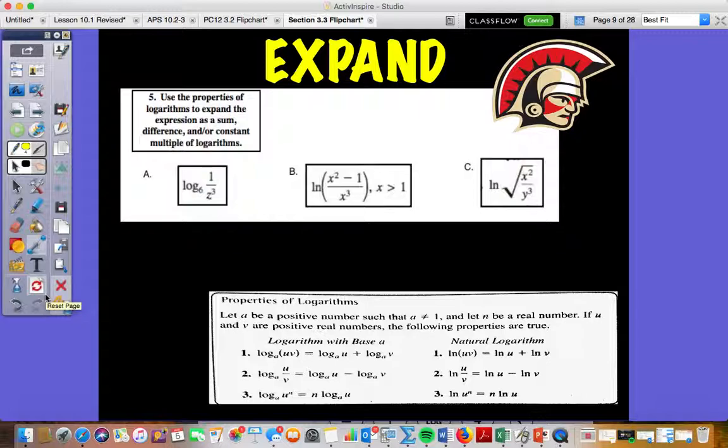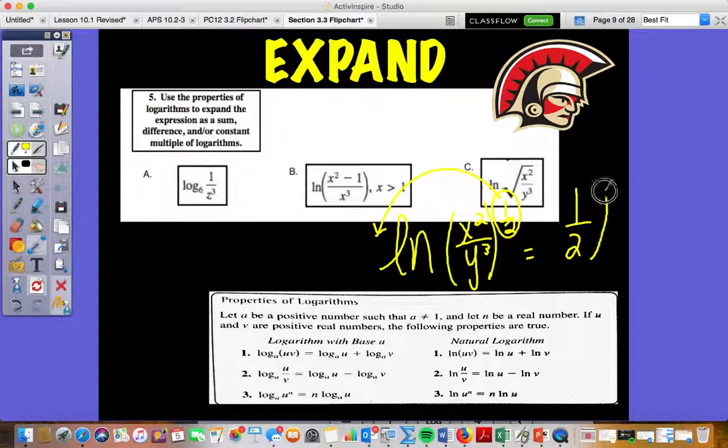Okay, Elijah asked me to do C, so let's see if we could do this. What do we turn the square root to? 1/2. Good. So this would be ln of x squared over y to the third, to the 1/2, right? What do we do with that 1/2? Good, Kennedy. So we move the 1/2 to the front, leaving us with 1/2 ln of x squared over y to the third.